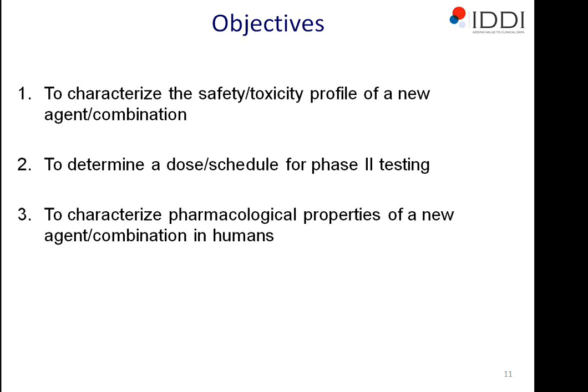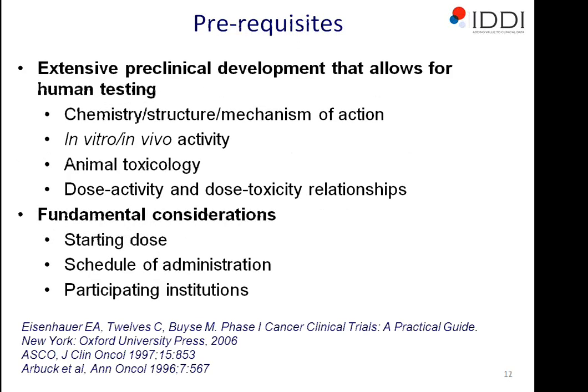So practically speaking, there are three main objectives in phase 1 trials. The first is to characterize the safety/toxicity profile of a new agent or combination. A second very pragmatic goal is to determine a dose and schedule for further testing, for example, in phase 2 trials. And then, of course, it's important to characterize the pharmacological properties of this new agent or combination in humans, because this may not have been done before.